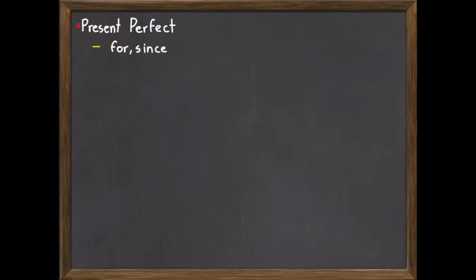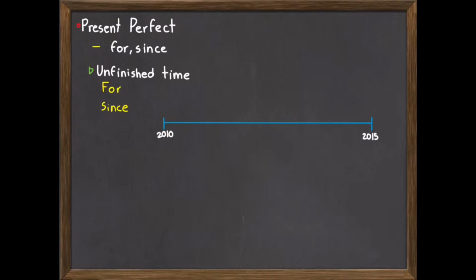We use for and since with the present perfect to talk about unfinished time. Now, we use for with lengths of time and since with beginning or points in time that are the beginning of a certain time duration. Is that a little bit difficult? Let's look at a timetable and see if that will help. So let's imagine this is the timetable and it goes from the year 2010 to the year 2015.